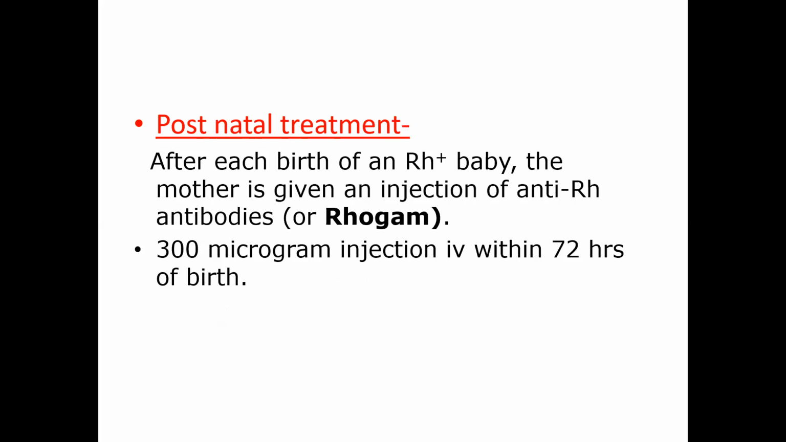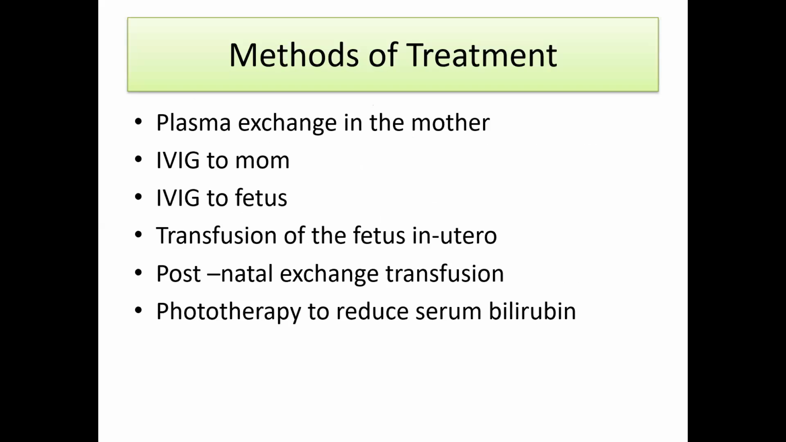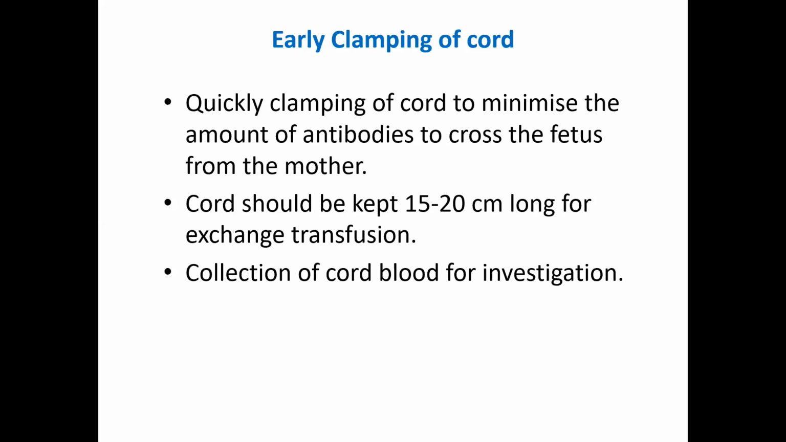The postnatal treatment is, at each birth of an Rh positive baby, the mother is given the Rhogam injection, 300 microgram IV within 72 hours after the birth. Early clamping of the cord will prevent the mixing of more blood between mother and baby. Quickly clamping the cord minimizes the amount of antibodies crossing the placenta from the mother.